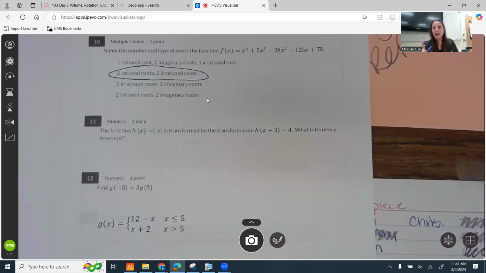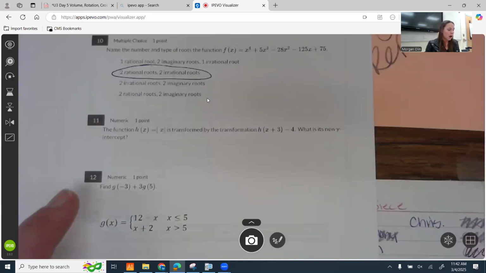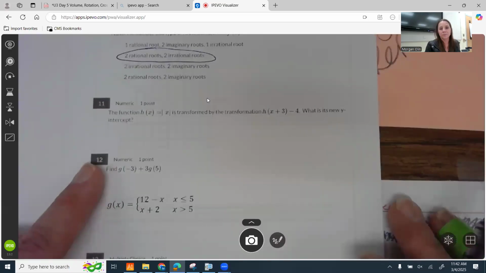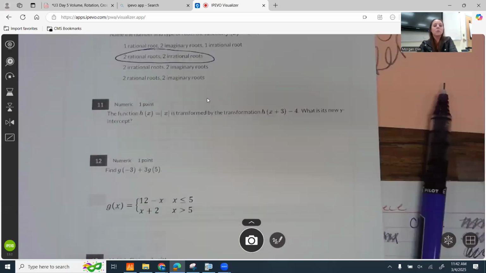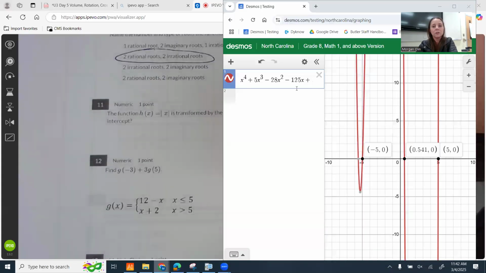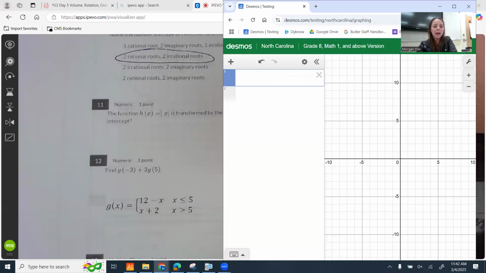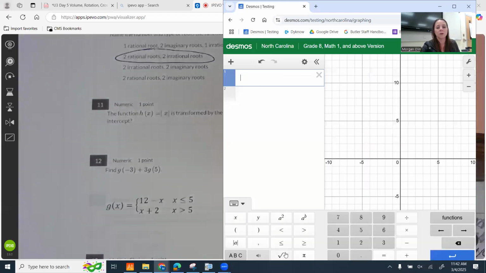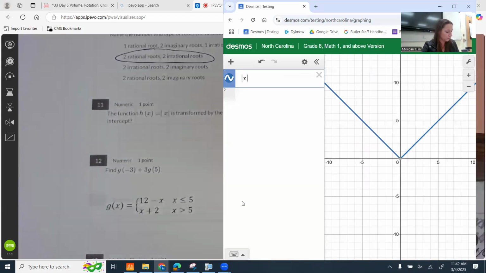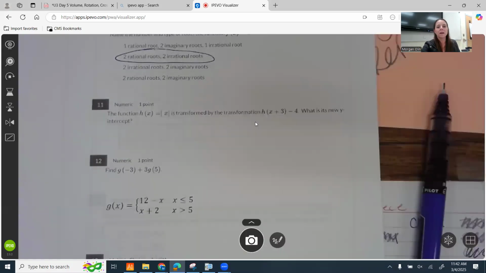By the way, imaginary roots and irrational roots come in pairs. So you're never going to see an odd number of irrational roots when we give it, or an odd number of imaginary roots. All right, number 11, the function is transformed. Now we're taking absolute value of x. Absolute value, recall, is when you hit the keyboard and here's absolute value down here. So we're taking this, and this was called an absolute value function. And I want to transform it. It says x plus 3, and then you have a minus 4 on the outside.